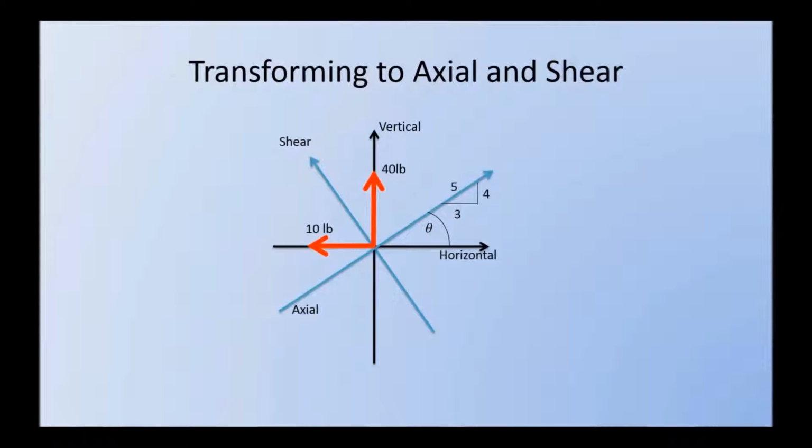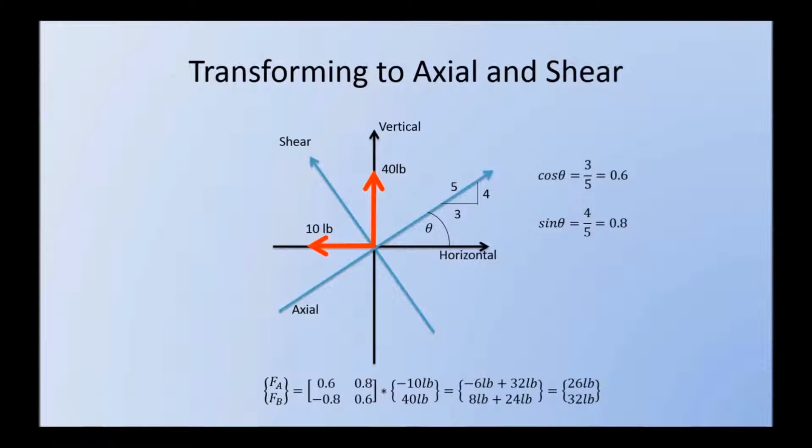Now we know the sine and cosine of the angle between the vertical-horizontal coordinate system and the shear and axial coordinate system, shown here. And we can use this to calculate what the components of the 40-pound and 10-pound forces are in the shear and axial directions. So, once we do that, we find that there will be a 26-pound compression force in the axial direction and a 32-pound shear force in the positive direction, shown as such.